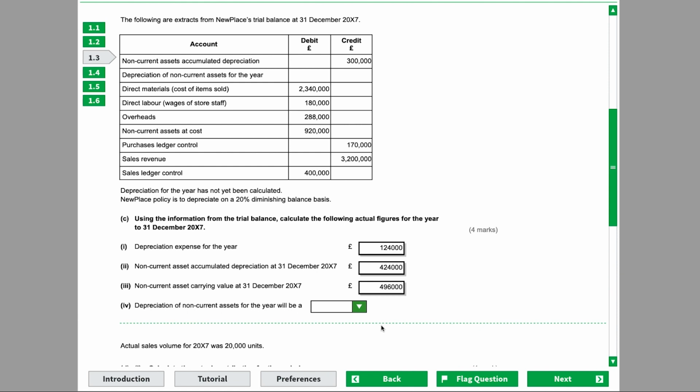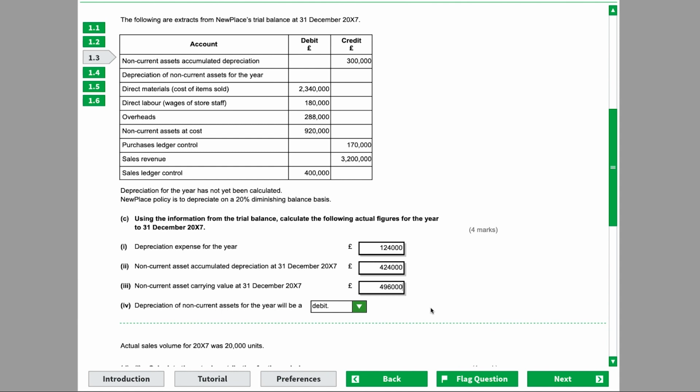Right then, the last part on this question. It says depreciation of non-current assets for the year will be a, and we need to pick between a debit or a credit. Well, depreciation of non-current assets for the year, so not the accumulated, but the actual yearly amount, is the depreciation expense, which means it's a debit.